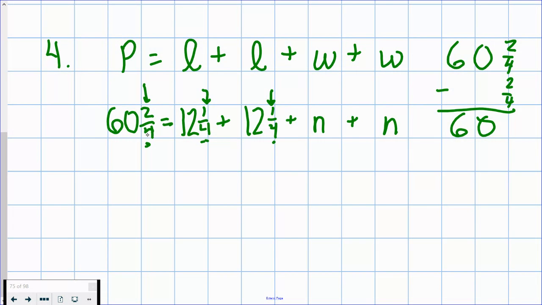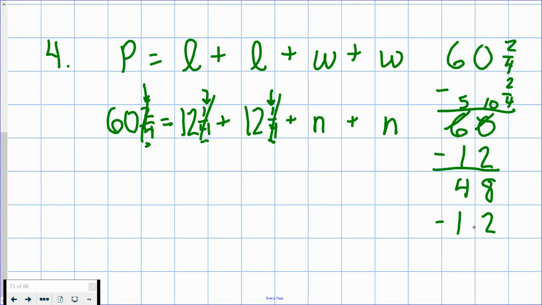So guys, we have now dealt with the fractions. So now let's just deal with the whole numbers. 60, take away one of the 12s. And yes, you can use your calculator. Then take away the other 12. And we're left with 36.